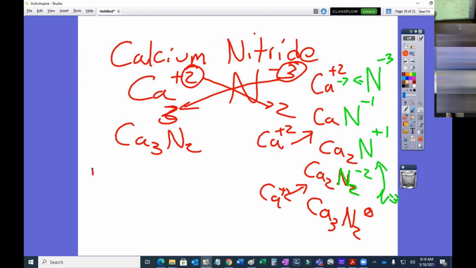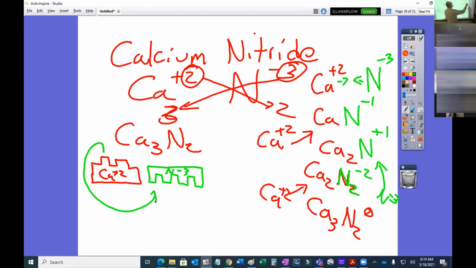You can draw it. Calcium. You can draw it like a Lego. If you think of the protrusions on a Lego as positives, then that would be +2. And here's nitrogen with its -3. These are recesses. This is nitrogen with 3 recesses, nitrogen -3. So what's going to happen is this is going to stick in there. So we get this, the calcium +2 sticking in there.